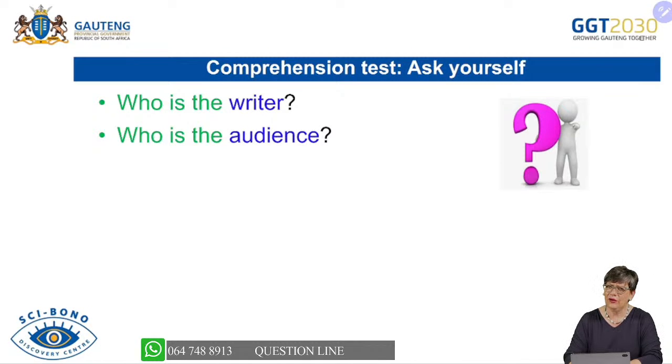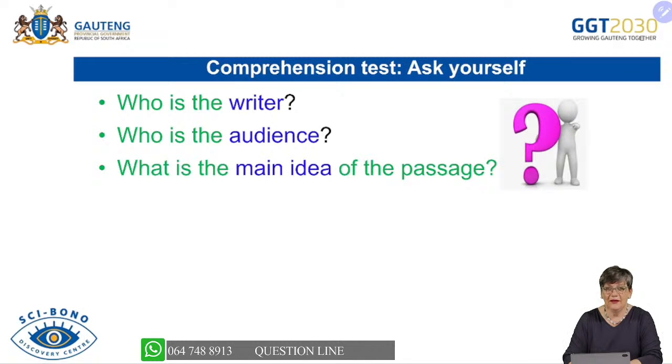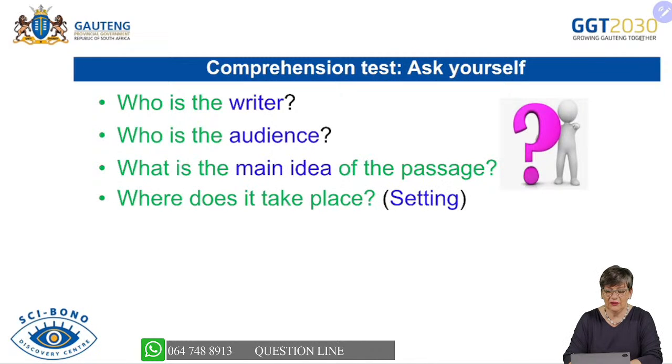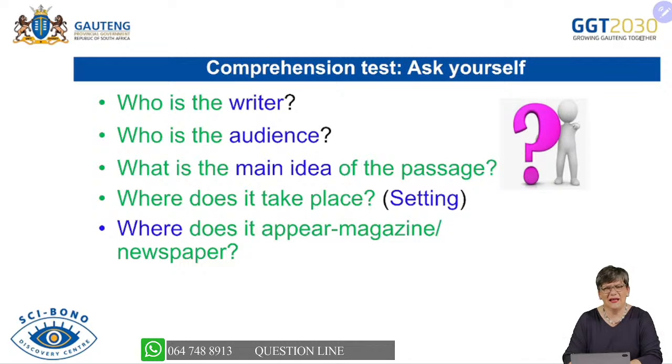Ask yourself, for whom was this text written? You know, with an advertisement, we always say there's a target audience. Now, for a text, there's a reading audience. Who's going to read this text? Main idea we focused on. And now you can start looking at where does it take place? Where does it appear? Is it in a magazine? Is it a blog? Was it a newspaper? Because each one of these will have different features.